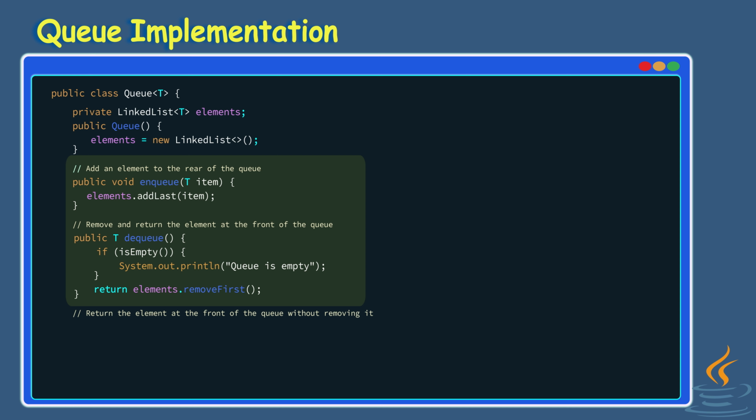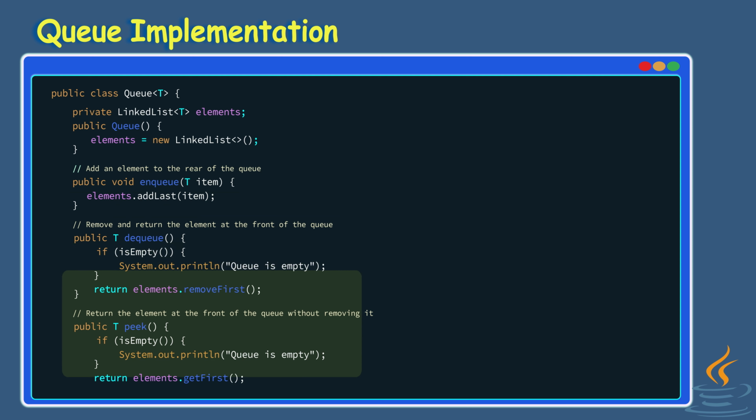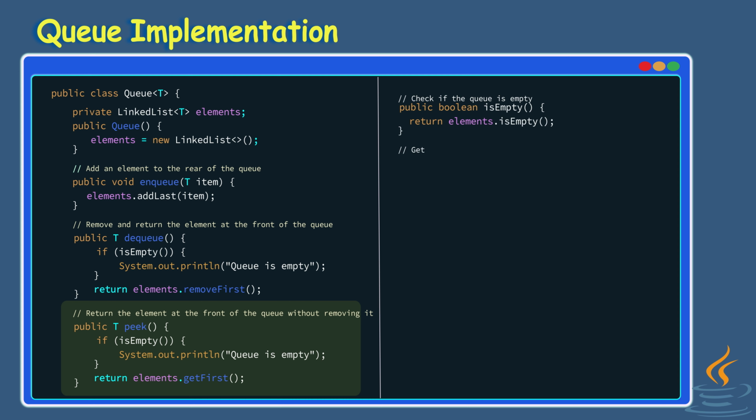In some use cases, instead of removing, we only need to return the element. So we will implement one more method, that is the peek method. If the queue is not empty, we will just return that element. And then the implementation of the rest of the utility methods, that is isEmpty and size.